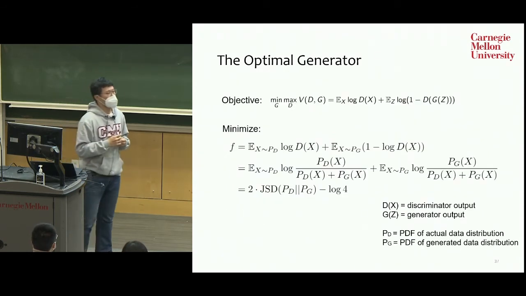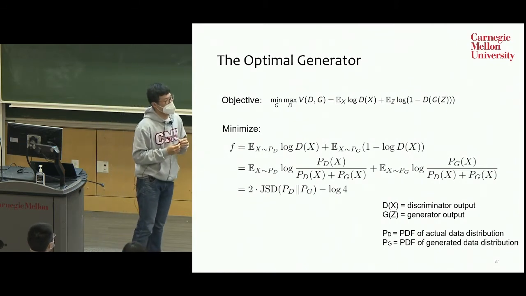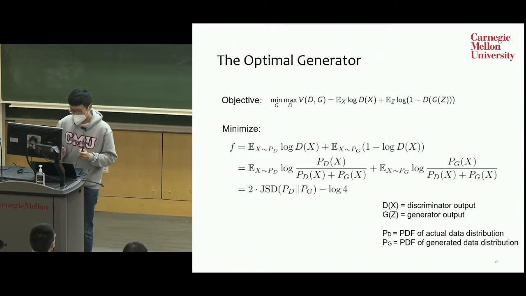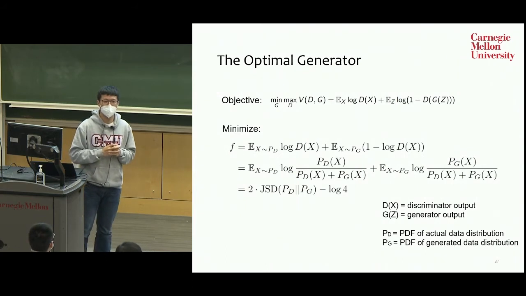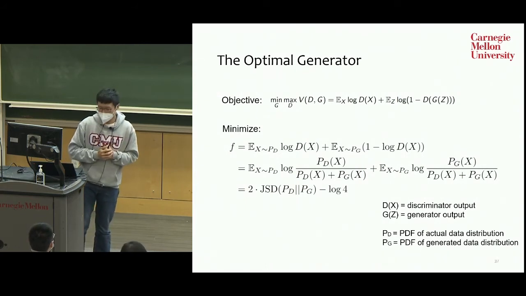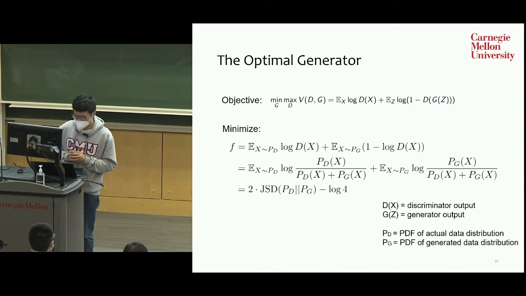So now that we looked at the optimal discriminator. Okay, by the way, any questions? Right, if not, all right, let's continue on to the optimal generator.